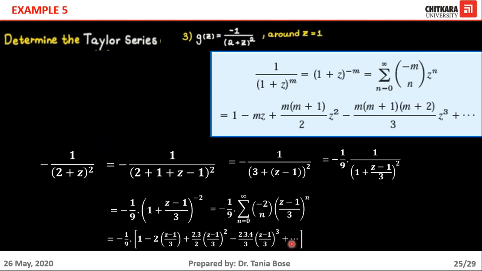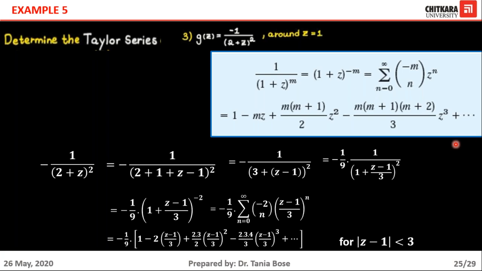And then again, what is the circle of convergence? All these conditions apply only when mod z is less than 1. So in this case, what is your z? It is z minus 1 by 3. So if mod of z minus 1 by 3 is less than 1, after cross multiplying, what condition will you get? You will get mod z minus 1 is less than 3. So from here, we get to know that the center of convergence is 1 and the radius of convergence of this Taylor series is 3, right?